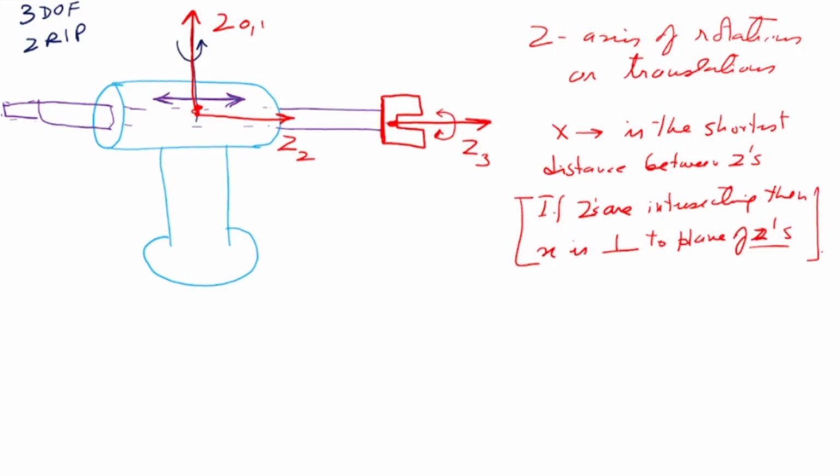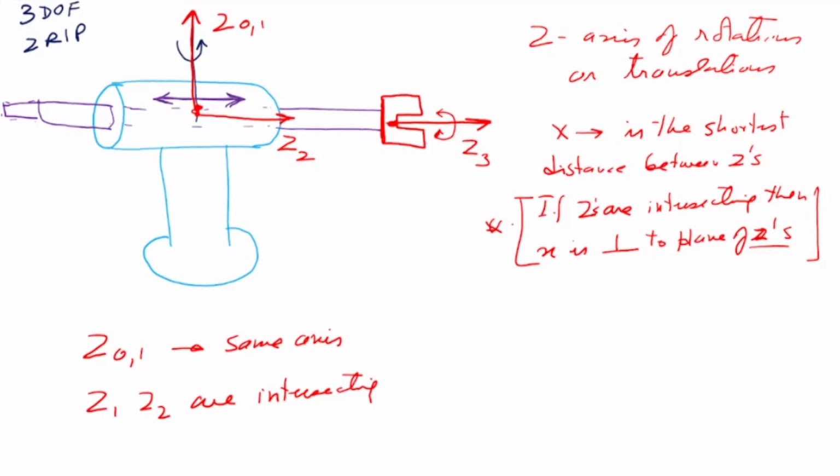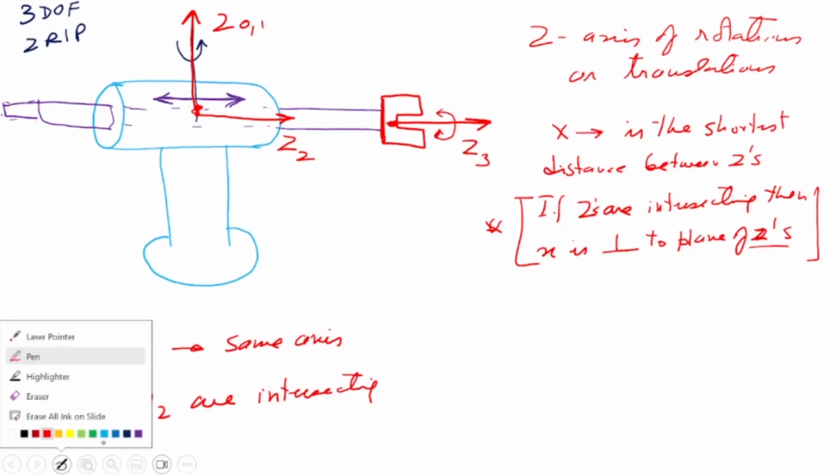Now let's look at this manipulator. Z0 and Z1 are the same axis. However, Z1 and Z2 are intersecting axes. Now if they are intersecting axes, then there is no shortest distance, and that is where the problem is. That is why we need to use this clause, that if the z's are intersecting, then x is perpendicular to the plane containing the z's. Okay, so now let's mark our x-axis.